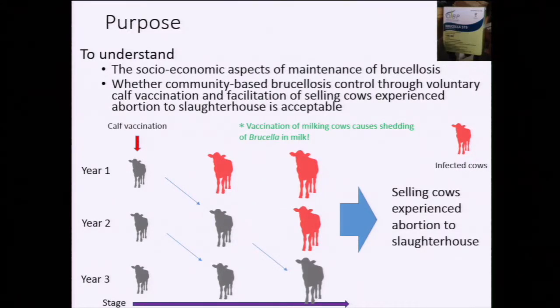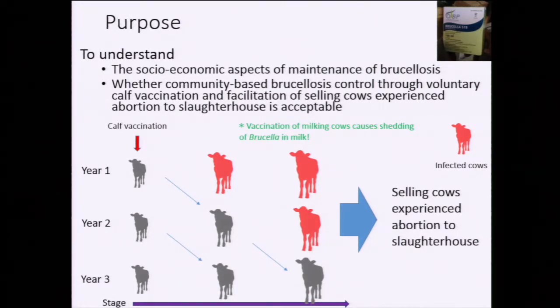People from developed countries may feel this sentence is very strange, because are you allowing people to eat beef which you know is infected with brucellosis? But in Tanzania, they boil or roast beef. And by selling to slaughterhouses, farmers can get the money, which is very important to keep the motivation for the control. So this was the aim of the study.